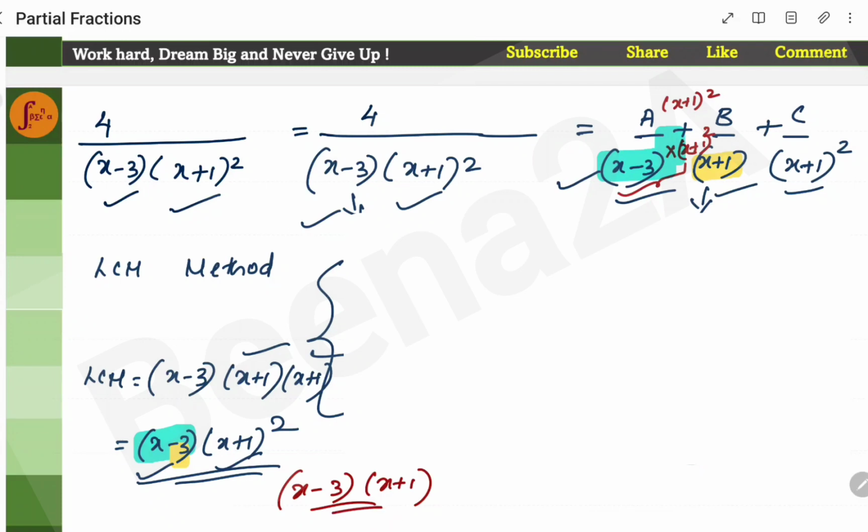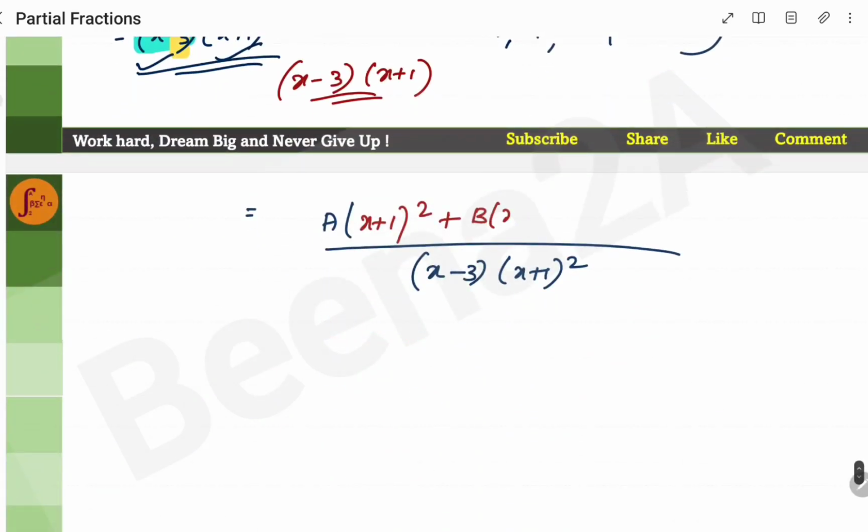If I multiply this, then it will become equal to the LCM. That is, I have to multiply this with x minus 3 and x plus 1. When I multiply this with this, it becomes the LCM. But I have to multiply the numerator. b into x minus 3 and x plus 1, I have to multiply. So, b into x minus 3 into x plus 1.